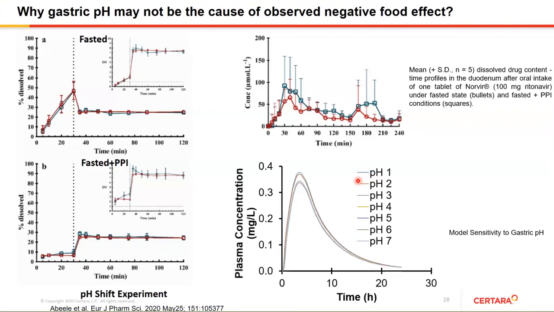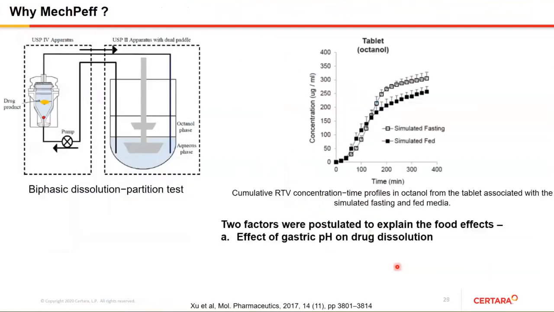And we also did a sensitivity analysis in our model where we varied the gastric pH from pH 1 to pH 7. So this is pH 1, which is from fasted, and pH 7 is the pH of fasted in the presence of a PPI, which is a proton pump inhibitor. And we observed that it's really not sensitive at all. So there is no sensitivity happening here. And that's why we believe that the pH of the stomach is not important in this case.